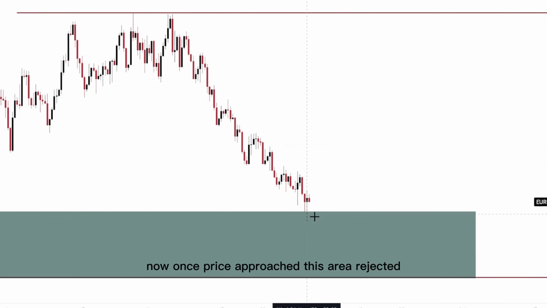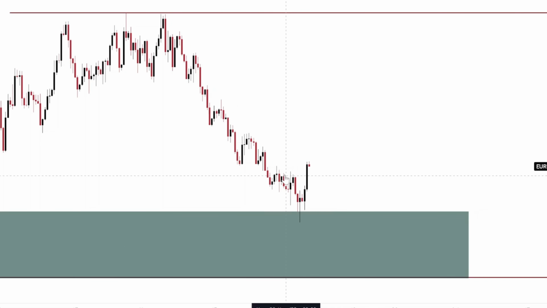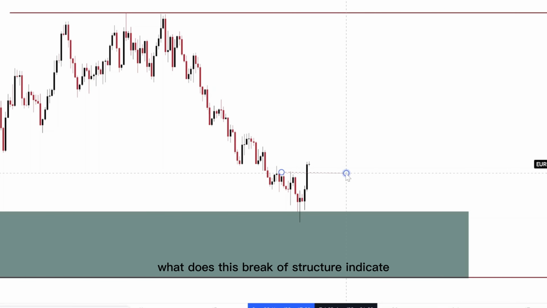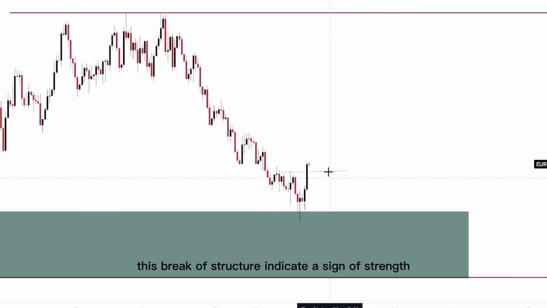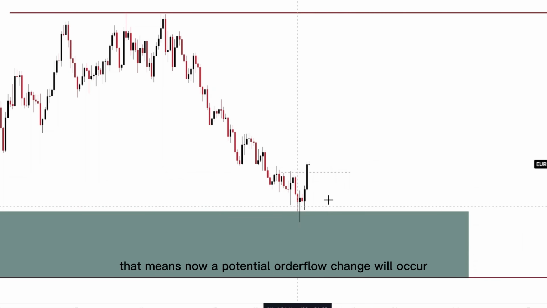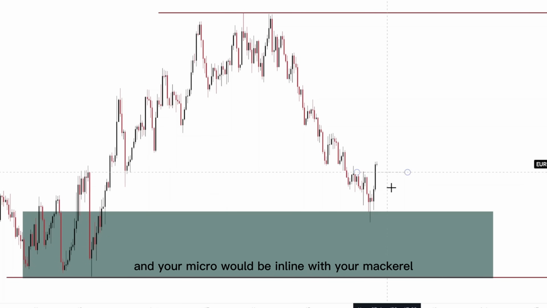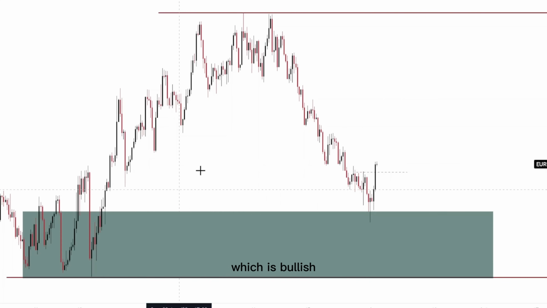Now, once price approached this area, it rejected and expanded, formed a what? A break of structure. What does this break of structure indicate? This break of structure indicates a sign of strength. That means now a potential order flow change will occur and your micro would be in line with your macro, which is bullish.